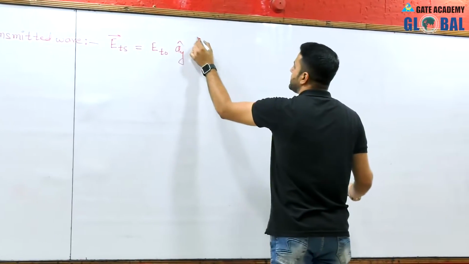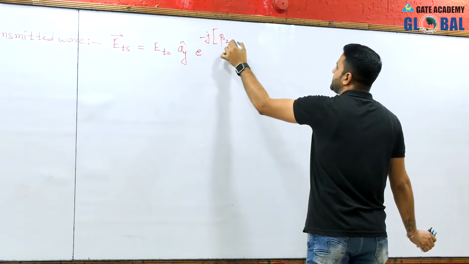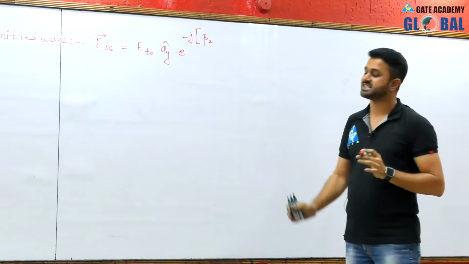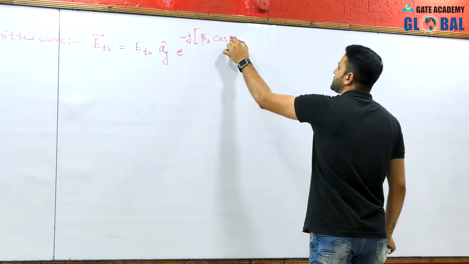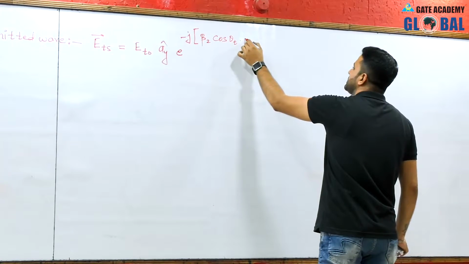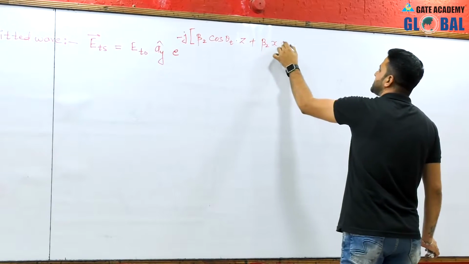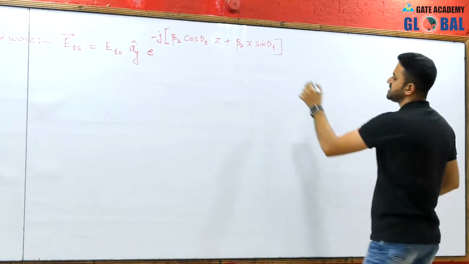So e to the power minus j in bracket, it is beta 2, because now the propagation vector has the magnitude equal to the phase constant of the second medium, so that is beta 2 cos of theta t into z direction and beta 2 x sine component, sine theta t, x direction. So this is equation number 5.